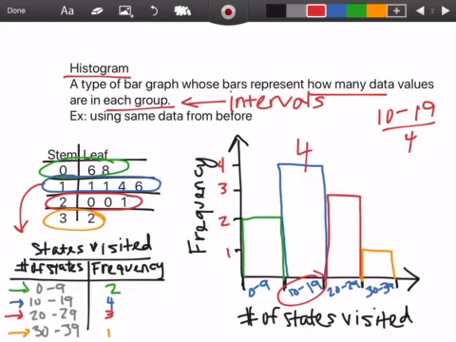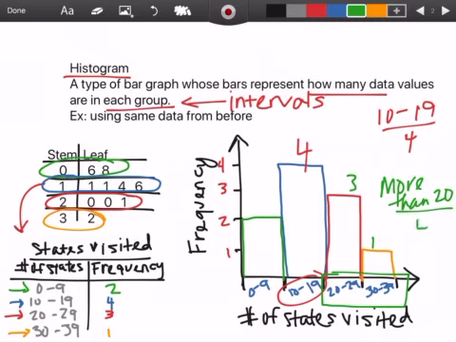And I could combine. I could say how many data values are in the groups that are more than 20. So I'd be looking at these two groups right here. This one has 3 and this one has 1. So more than 20 has a frequency of 4 because it's those two combined. So that's some things that they might ask you for a histogram.